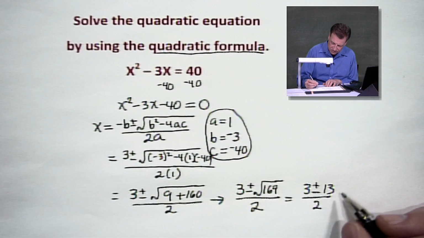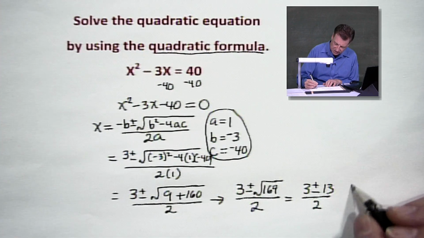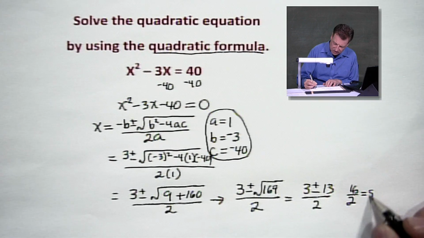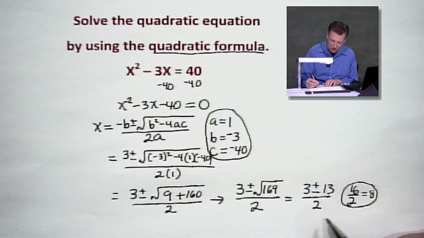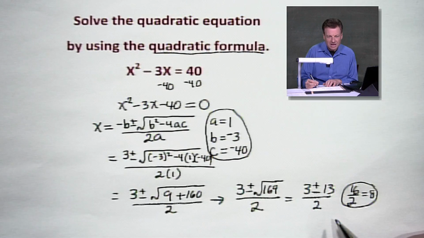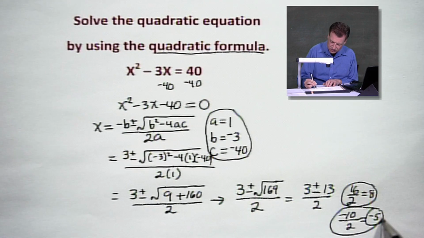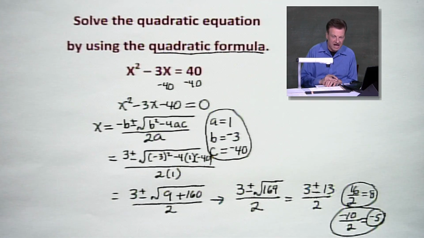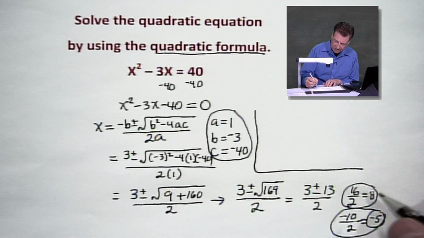So there are 2 options. I could say 3 plus 13, which gives me 16 over 2, which equals 8. There's one of them right there. On the other side, we've got one more run. We have 3 minus 13, which gives me negative 10. Put it over 2, we get negative 5. So there are our two solutions right there, 8 and negative 5. Wow, I'm almost out of room. Thank goodness I left a little bit of space. We're going to check it, make sure they work.